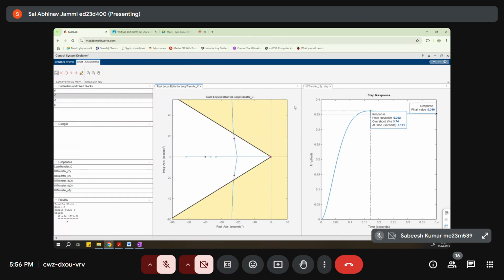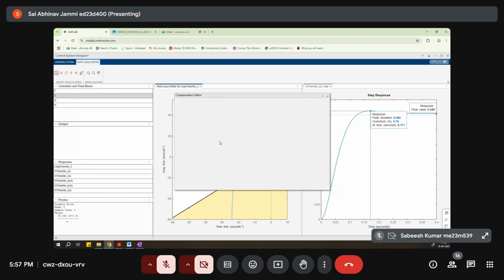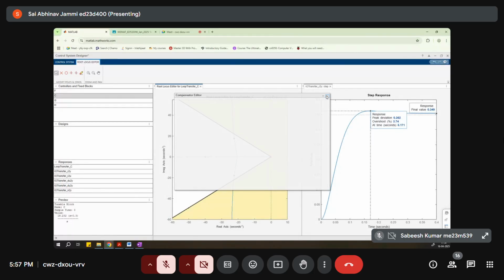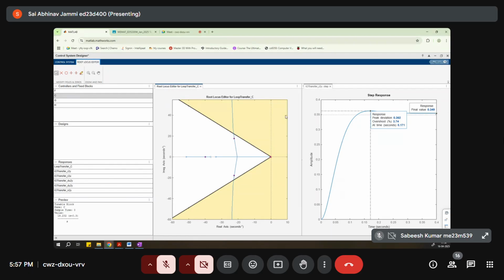I'll try to elaborate more on the damping and frequency, what exactly those values represent. Who asked that? Prem, sir, I think. Okay, sure. I'll try to mail that once I get it. Sure, Abhinav. Thank you very much.